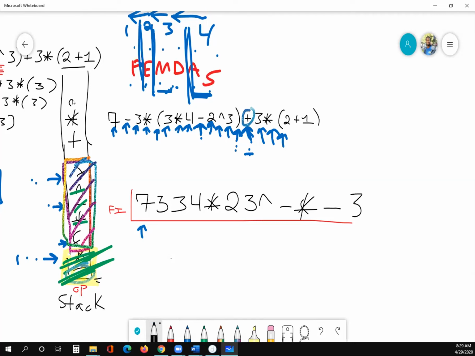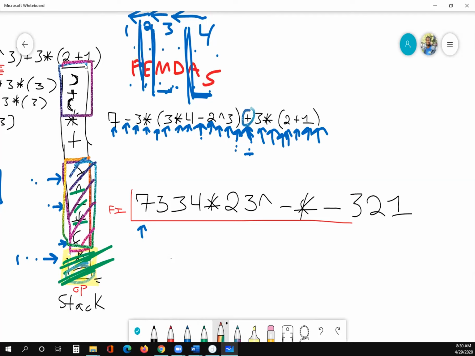Then we'll look at the 2. We'll put the 2 straight in as an operand. Then we have a plus. Put the little plus up here. Boom. It's a little plus. Remember, this is a parenthesis. And then we have a 1. We put the 1 out there. And then what we're going to do is look at the last parenthesis. We're going to close it up. Boom. That means we just close the parentheses.